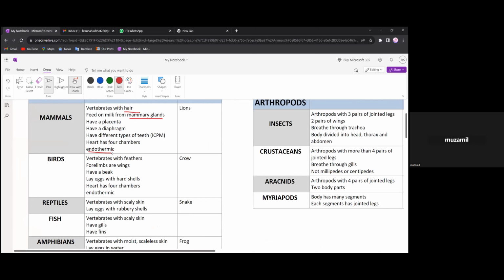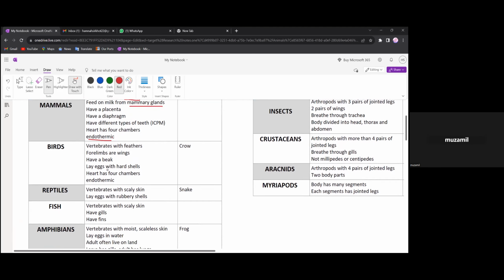I studied in chemistry, endothermic and exothermic. Endothermic are the ones who take the heat. Yes, they take heat, and exothermic are the ones that release heat. Here, they're warm-blooded.